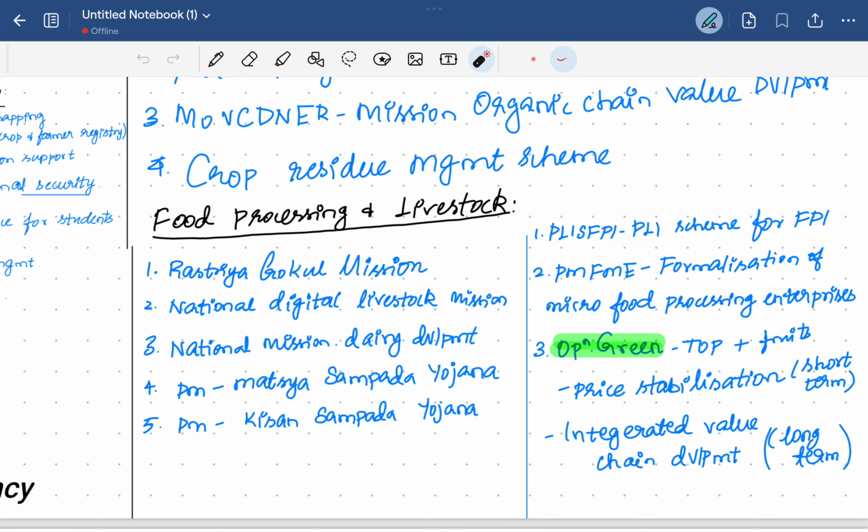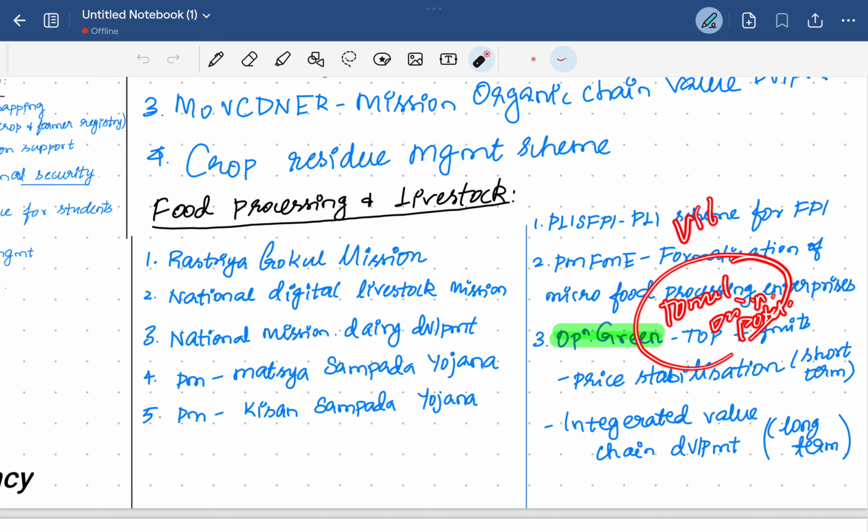Then the formalization of micro food processing enterprises is also a scheme for enriching the food processing sector. Then Operation Greens is nothing but for the top crops, the TOP crops being tomato, onion and potato. These are some vital crops which are in daily usage in all households, and these are also the crops which are the cause of inflationary pressure, basically food inflation.